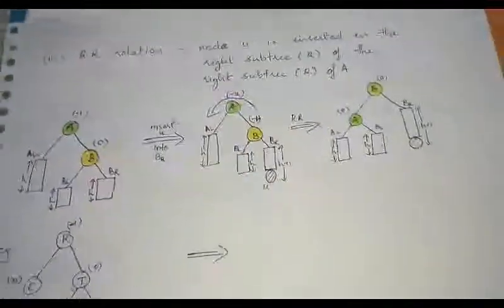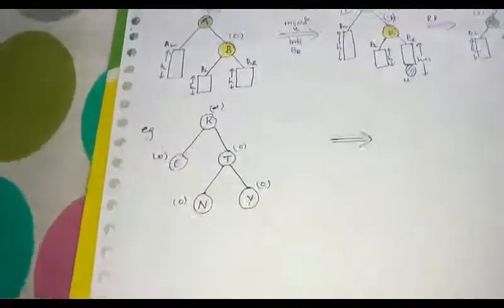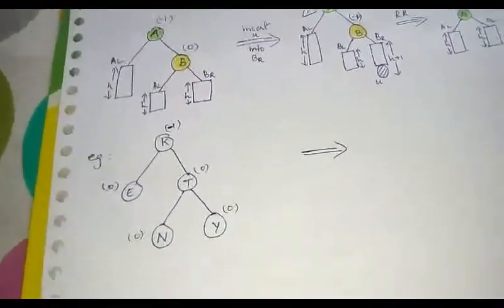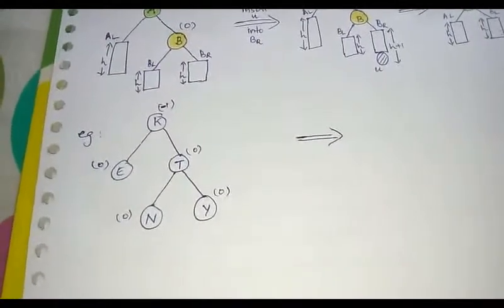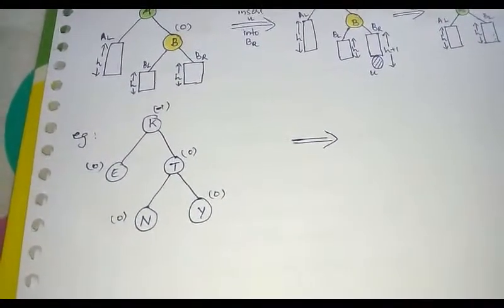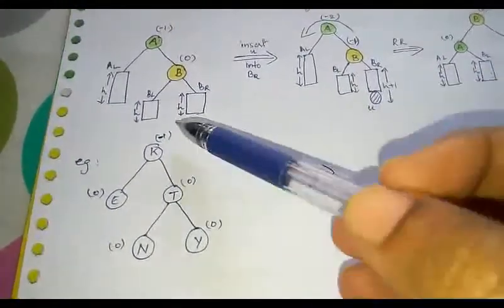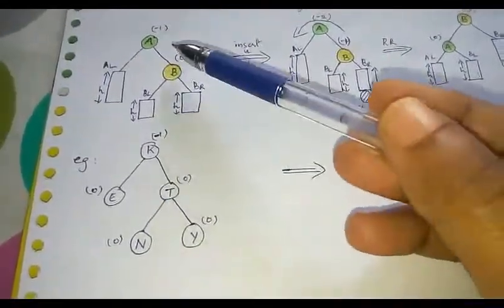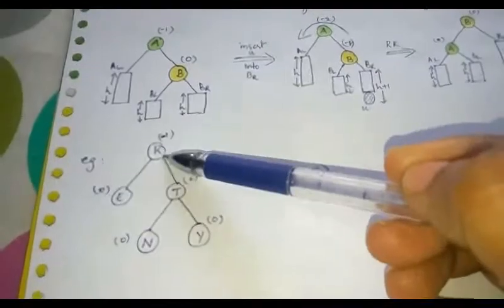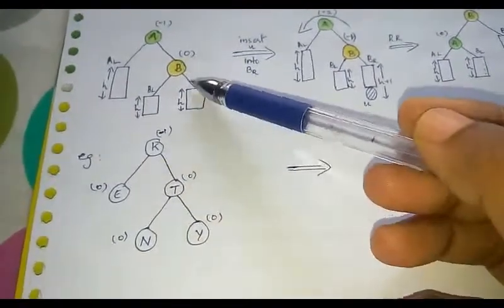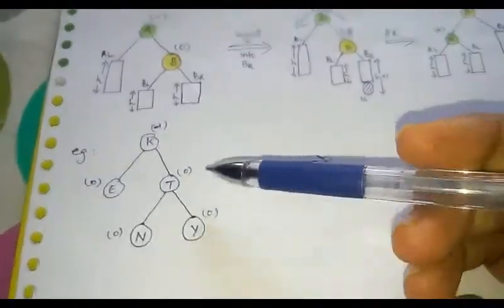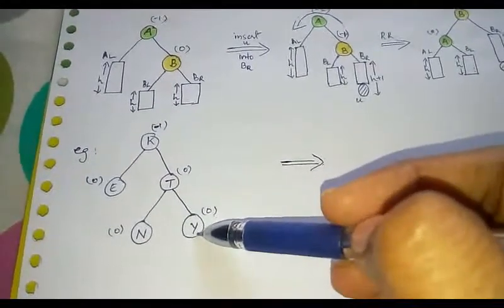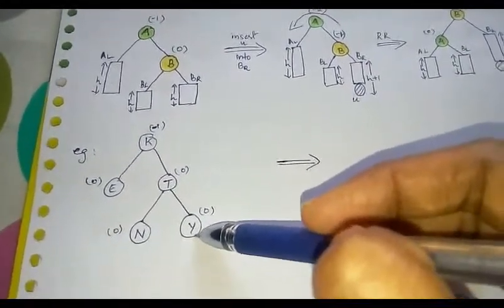Now with the help of an example, let's see what happens. This is the tree which we have here. A new node has to be attached to this tree. Looking at this tree, you can see that the node A in this example is K, the node B in this example is T. So if we attach a new node to Y, we have to perform RR rotation.